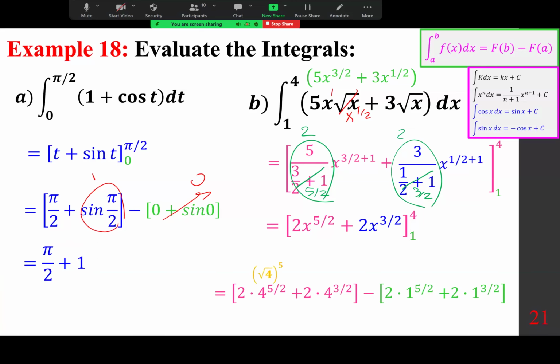So 4 to the power of 5 halves is the square root of 4, which is 2. 2 to the power of 5 is 32, times 2 is 64. 4 to the power of 3 halves is 2 cubed, it's 8, times 2 makes it plus 16. So the whole thing is 4 minus 4. Okay. And so we get 76 as the final answer.